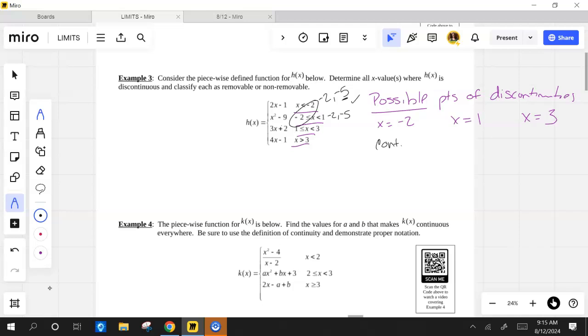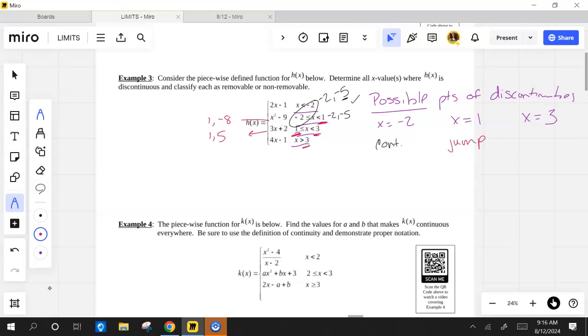Now for the next one. Watch what happens. If I plug in 1 for this one, I get -8. I'm plugging in these constraints. Now if I plug in 1 to this one, because that's where it's jumping to the next function, I get 5. So what's happening here is it's a jump, and a jump is non-removable.